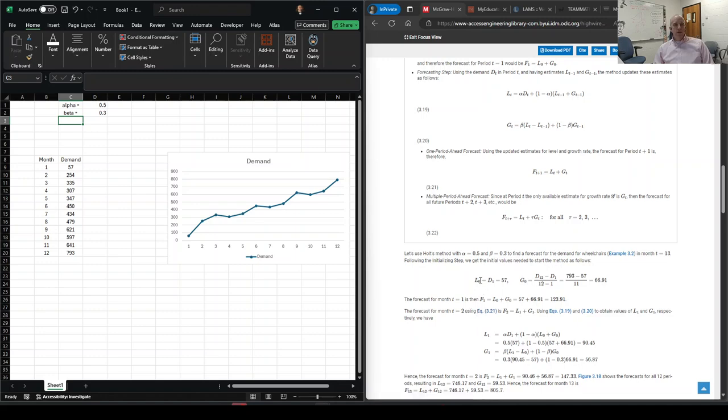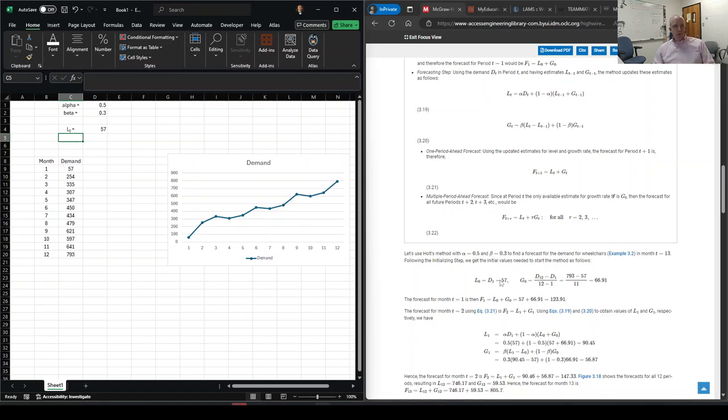And the way this works is we're going to set our first base level demand equal to the actual demand from period 1. So our base level demand, we're going to call that level 0, is equal to our demand for that first period. Now let's see if I can make this a little bit fancy and do a subscript for that 0.